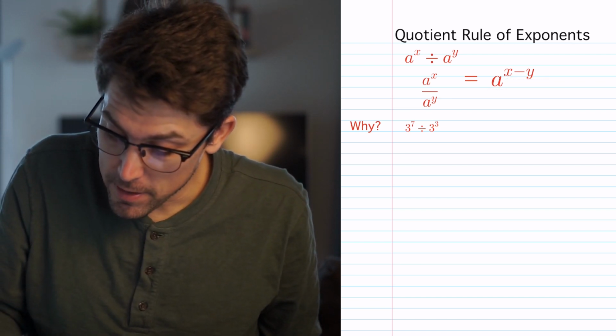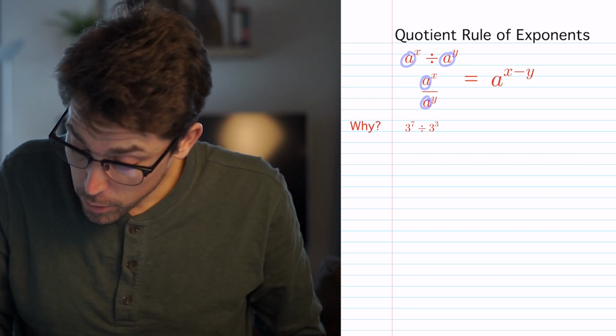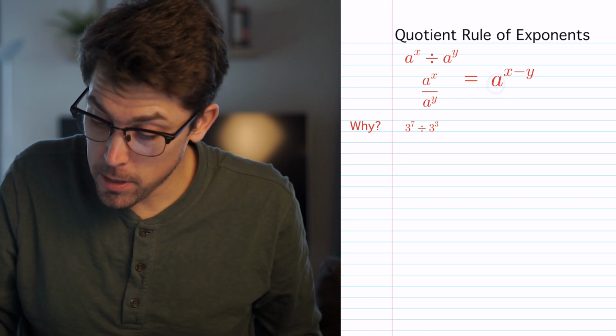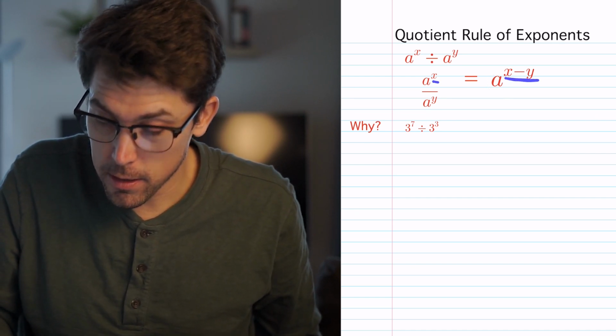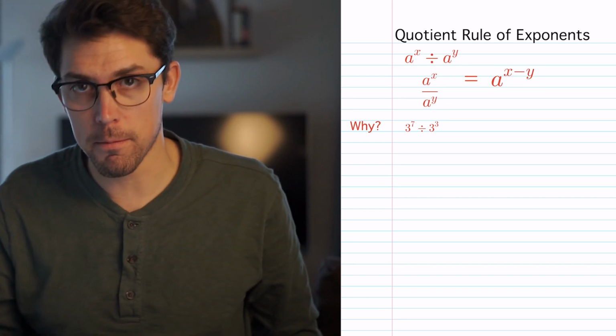It means that if we have the same exact base here, or here, depending on how it's written, you rewrite it so that you only have one of those bases, and then your new exponent is just the difference between the bottom one and the top one. So whatever your top value is, you subtract it by whatever the bottom value is.